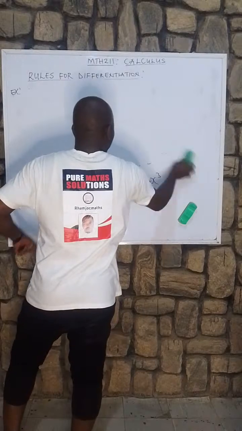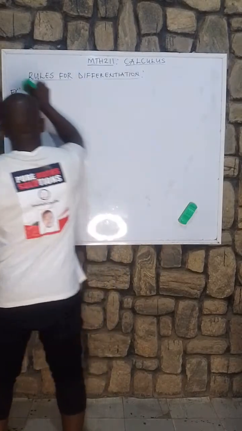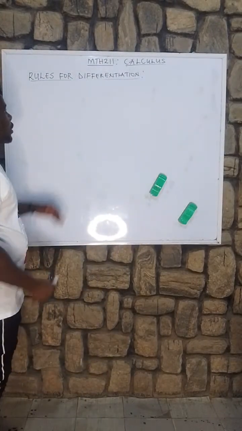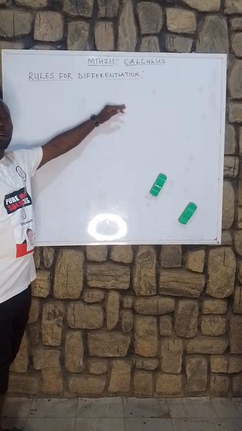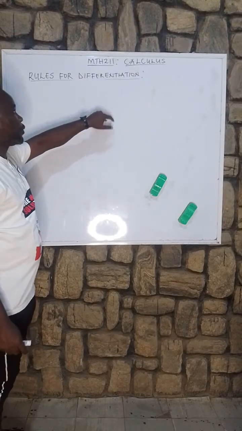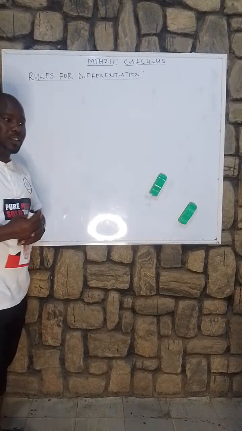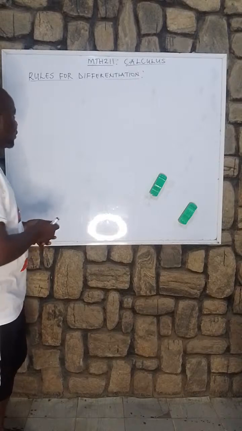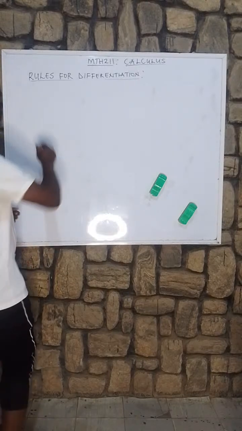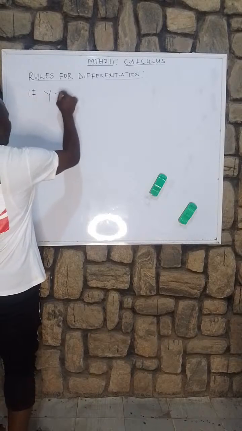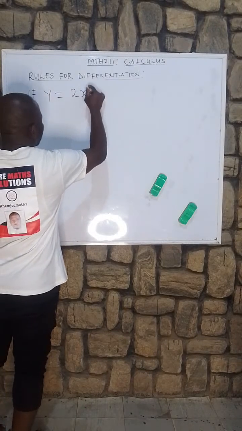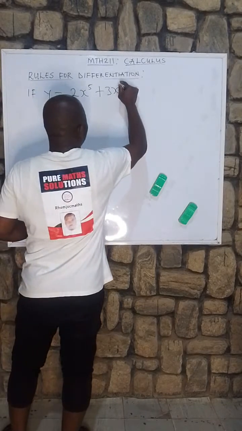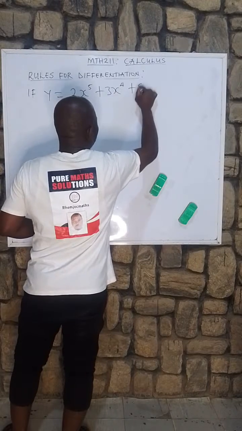Okay. I said we'll talk about rules for differentiation, right? Now all of you know how to differentiate a function. True or false? What if we have a function y equals 2x raised to the power 5 plus 3x raised to the power 4 plus 5?